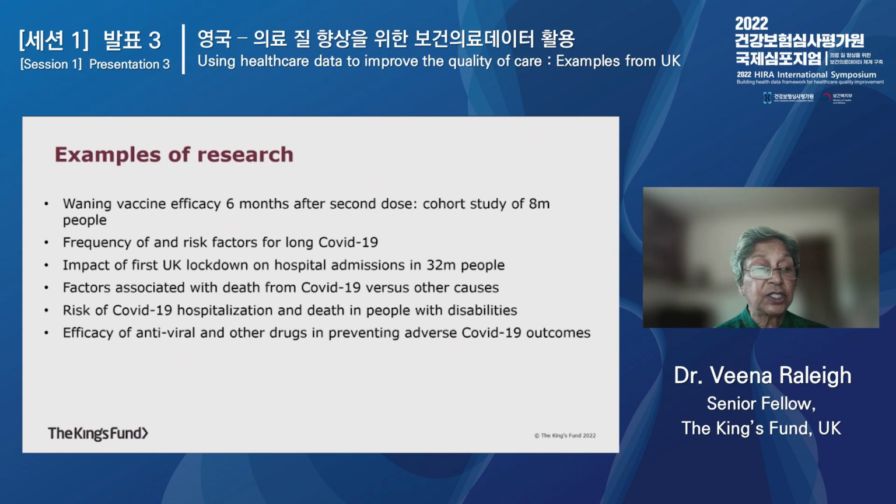So, examples of research. We were able to show that vaccine efficacy wanes after 6 months after the second dose. We were able to analyze who is getting long COVID and what the risk factors are, what impact UK lockdown had on hospital admissions, the risk of hospitalization from COVID-19 and death in people with disabilities, and the efficacy of antiviral and other drugs in preventing COVID adverse outcomes. Next slide, please.